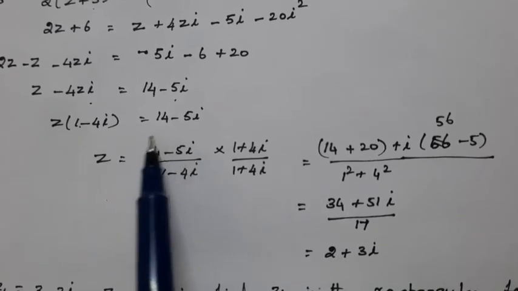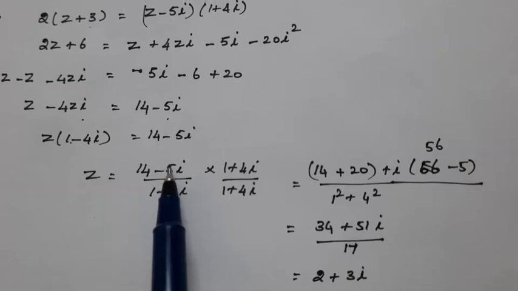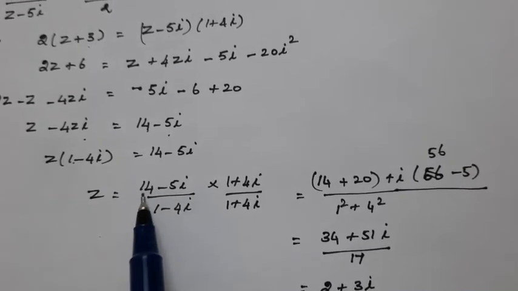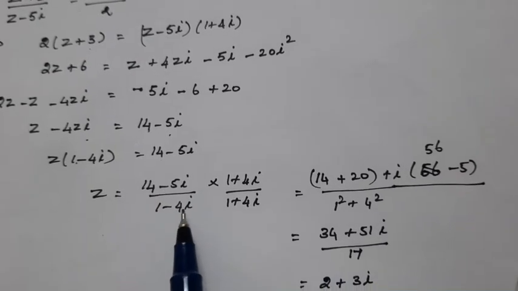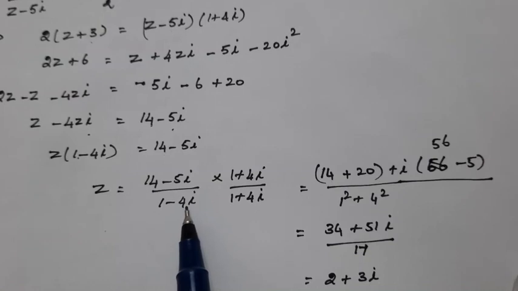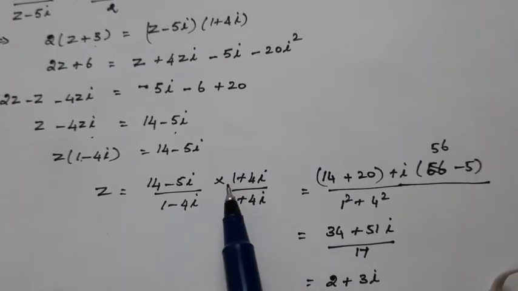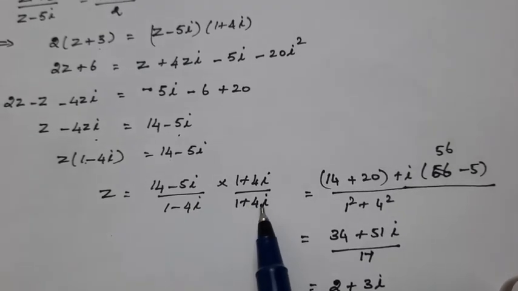Still z is not in the standard form. That is, it has been expressed as a quotient of two complex numbers. So in order to write in the standard form a + ib or x + iy, you have to make the denominator a real number. How will you make the denominator a real number? Just by multiplying and dividing by its conjugate. So multiply and divide by the conjugate of the denominator, 1 + 4i and 1 + 4i.